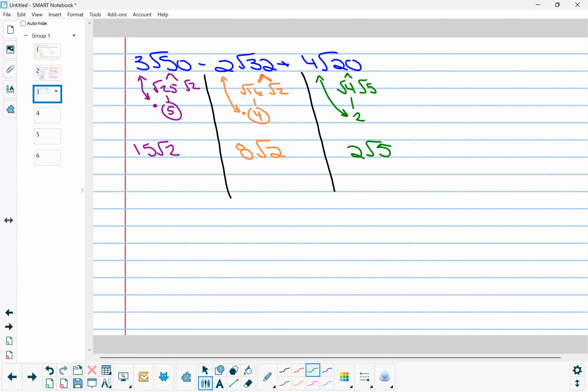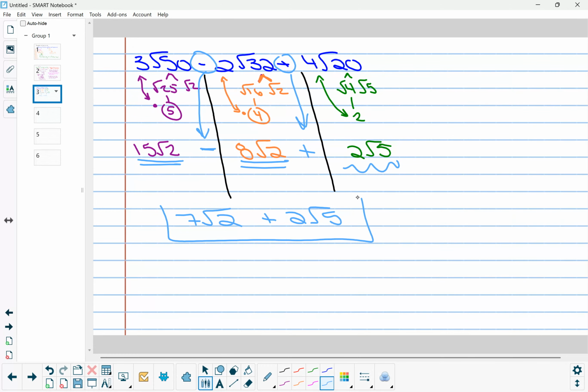So when I look at these terms now, these two are like terms because the radicands are the same, but this guy is like an odd man out, right? So I'm going to have two completely different terms in my answer. So if I bring this minus sign down, I'm going to have 15 minus 8, and that's 7 radical 2, and then bring this plus sign down, and then I'm going to have a plus 2 radical 5. And this whole thing is my answer.